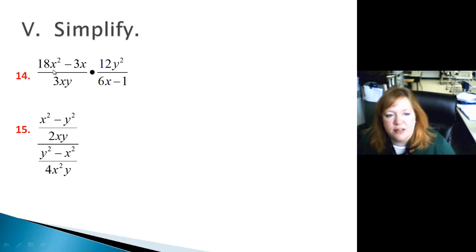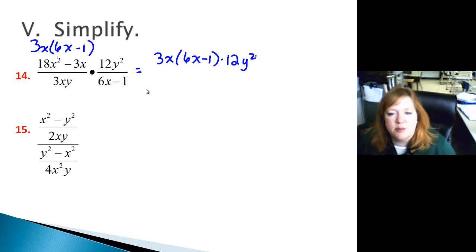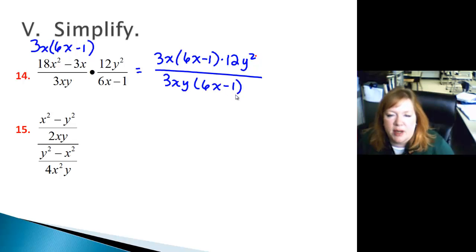Simplifying these. Again, when you see this minus or plus, that means I have to factor first before I can start slashing and burning. So I'm going to factor out a 3x. It'd be 6x minus 1, and then I can write everything on the top as a list of factors. So 3x times 6x minus 1 times 12y squared divided by 3xy times 6x minus 1. Now everything's multiplied. They're all factors, so I can start slashing and burning.